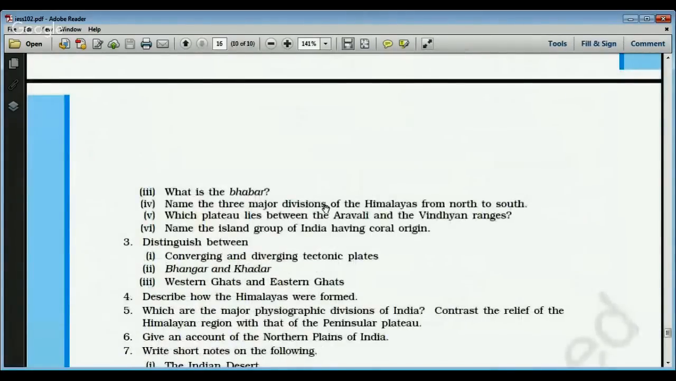Then Bhabar is the part that lies to the south of the Shivalik, and Bhabar is formed from pebbles which were carried by the rivers of the Ganga or tributaries of the Ganga, and major rivers which pass through these regions. In the Bhabar they disappear and reappear again in the southern part of this Bhabar region, which is known as the Terai region.